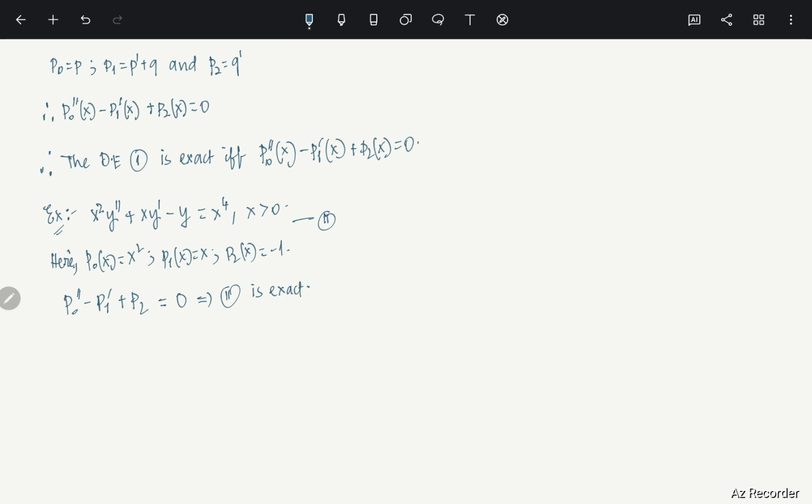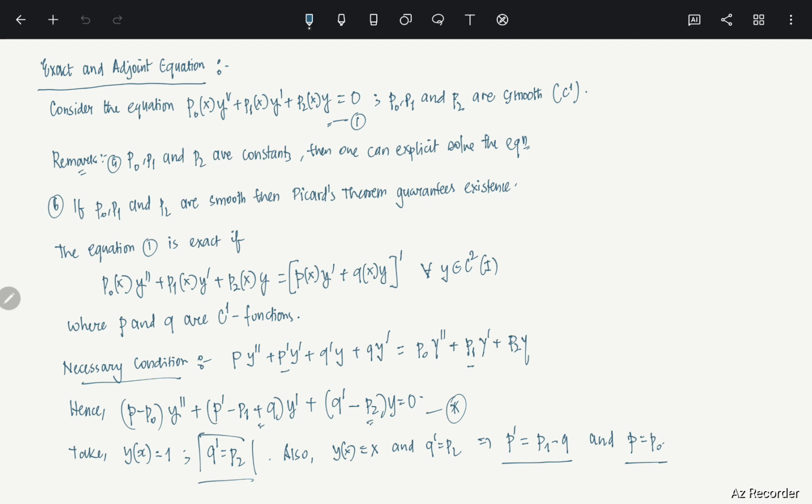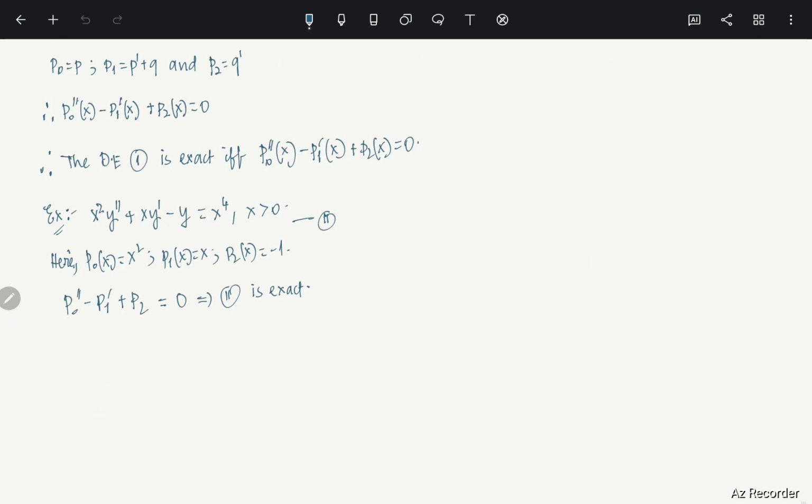Now the thing is, it is exact. So what do we get? What you can do is essentially, you can have a P and Q such that you can write it like this. And what is P and Q? P is P0. And what is Q? Q prime equals P2 essentially. So therefore we can write it as this.